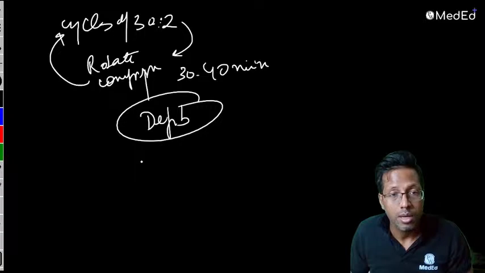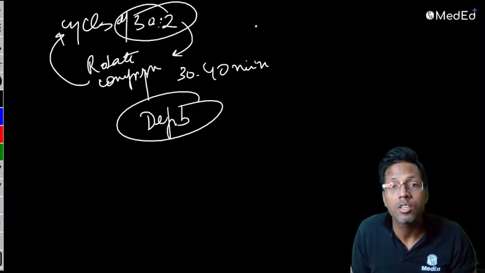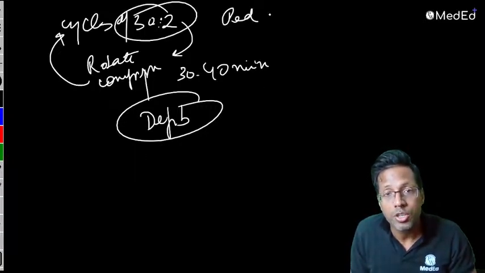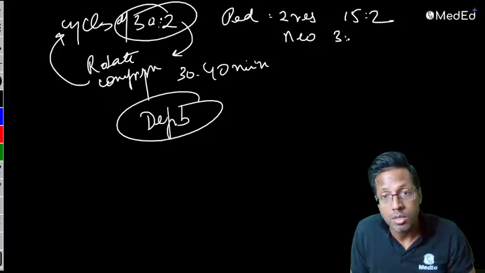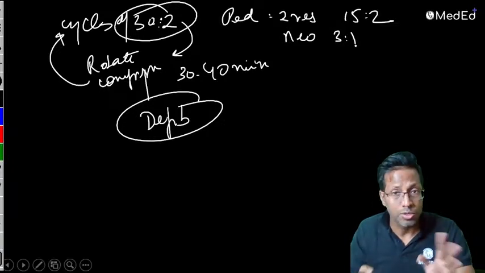And then it comes like this. Add the defib to it. Everywhere it is 30:2 except a pediatric patient with 2 rescuers, where it becomes 15:2. And in case you have a neonate, the option is 3:1. Okay, so this is your CPR.